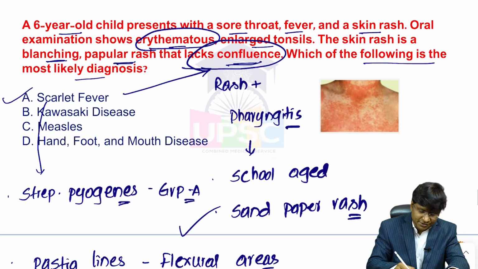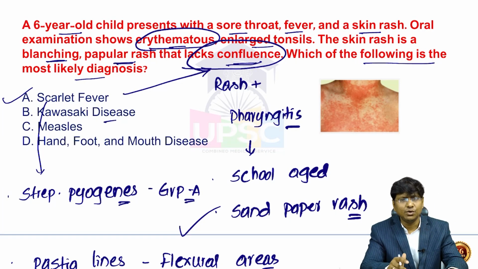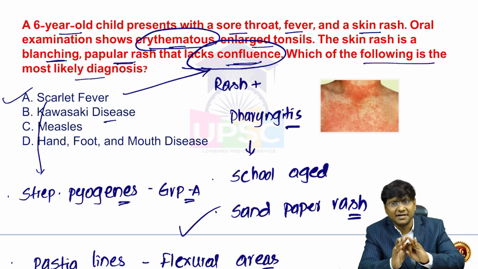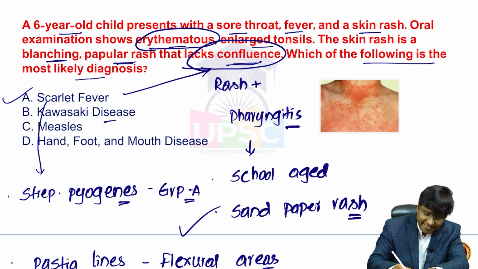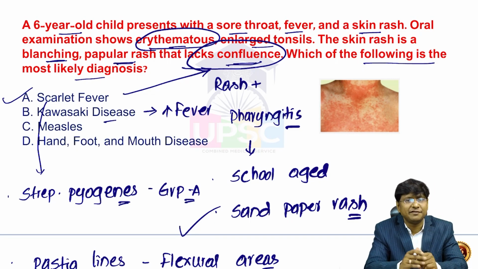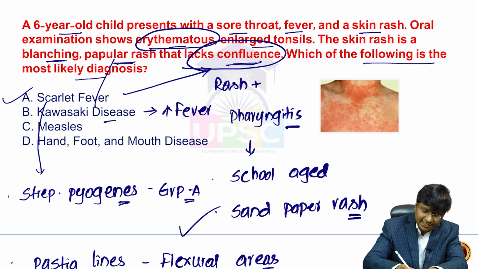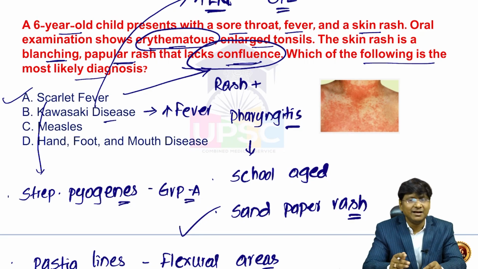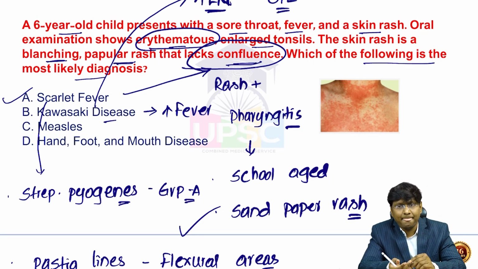Then you take the other options like Kawasaki disease. So Kawasaki can present with rash and fever, but it is usually associated with a very high grade fever, and the duration of the fever should be more than 5 days. And in Kawasaki, you will have a high grade fever, and there will also be swollen lymph nodes. And the swollen lymph nodes are not bilateral, it is unilateral cervical lymphadenopathy, right?